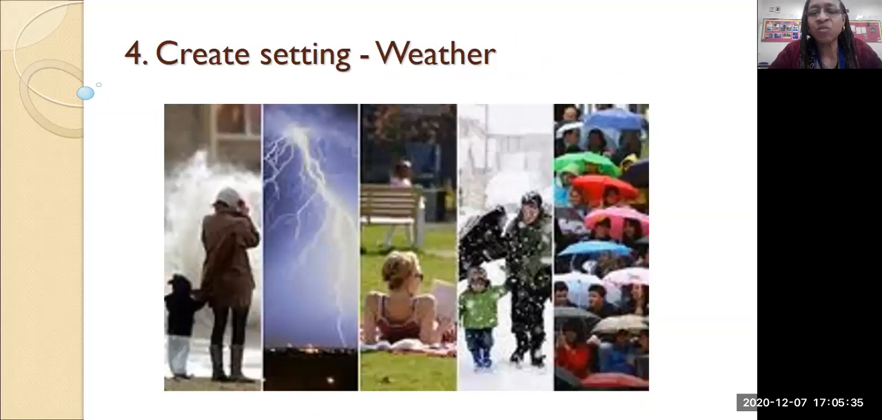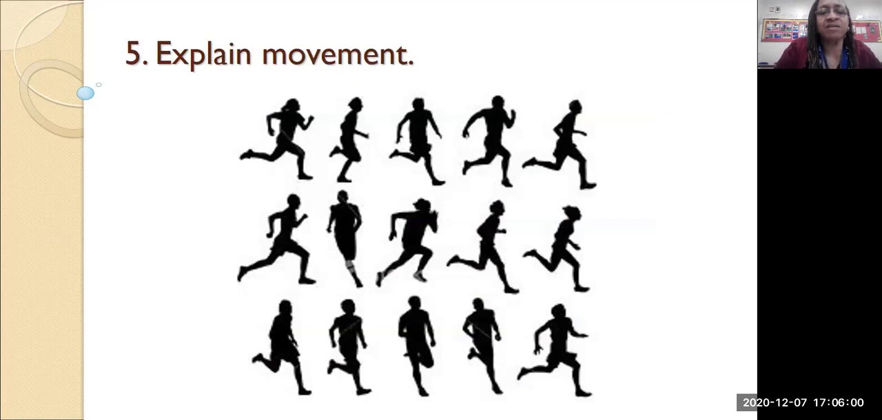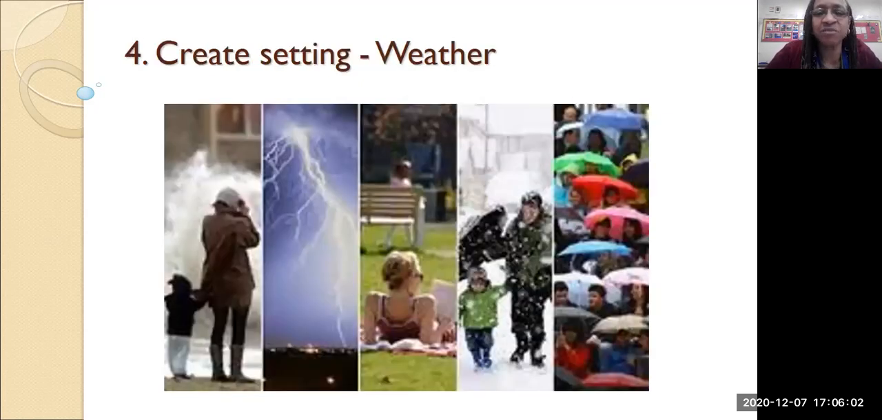Then create what the weather is going to be like. You've been told that it's a bad situation. You've got the sea that is crashing into the train, or you may have storms and gales, so you need to decide what the rain's going to feel like and things like that. Okay, that's number 4, create the setting.